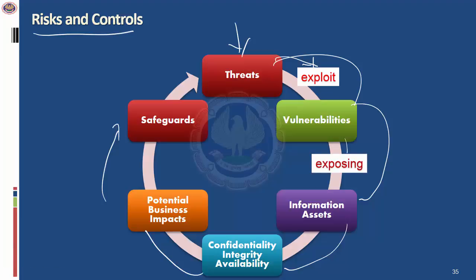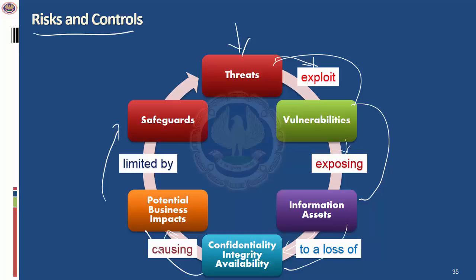Vulnerabilities expose the information assets, which will result in a loss to the confidentiality, integrity, and availability, which is security. Now, which will cause exposure, which is a potential business loss. And this has to be limited by risk management, by adopting the right risk management strategy, by having the right level of safeguards. So what will happen when you have the safeguard? They protect against the risk, against the threats. Now this is the complete relationship between the risk and the controls.